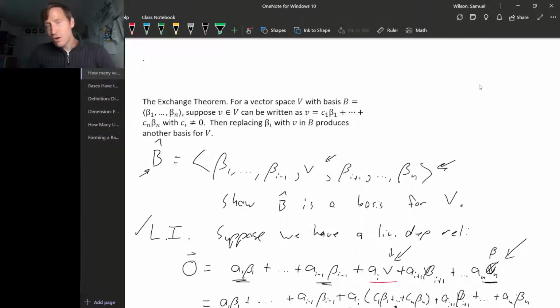So we're going to compare two bases for a given vector space, and we've just proved the so-called exchange theorem. The exchange theorem says if you have a basis and you have some other vector that has a non-zero coefficient when you write it as a linear combination of the basis vectors, you can replace the basis vector corresponding to the non-zero coefficient with this new vector, right?